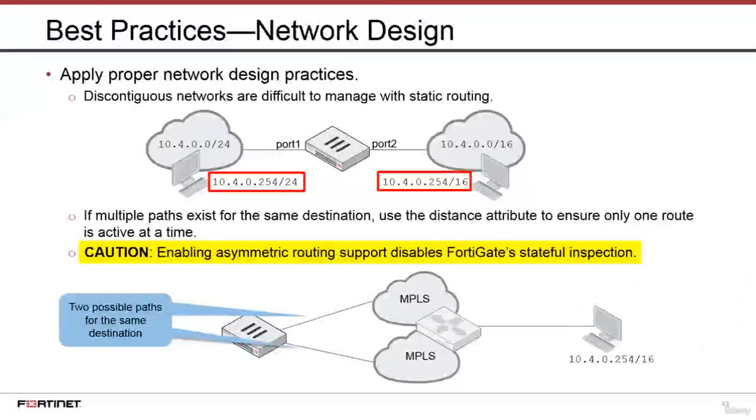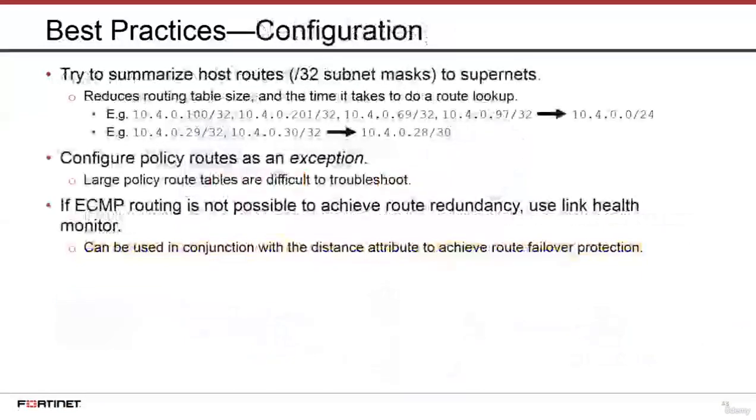Best practices configurations. If you find yourself creating multiple host routes, investigate whether you can summarize them in your subnet. Dynamic routing protocols are designed to summarize contiguous networks to keep routing tables small, reducing the size of routing updates and the time to do a route lookup. You should employ the same methodology when creating static routes.